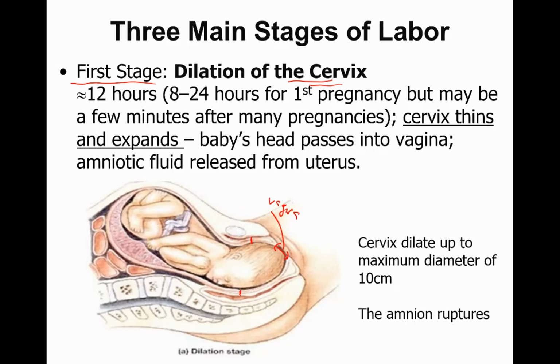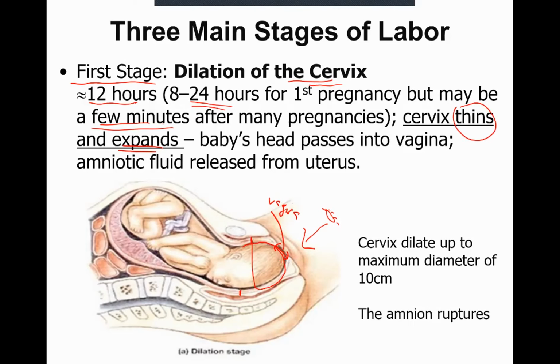Okay, so the dilation of cervix takes around 12 hours and can be up to 24 hours to dilate in the first pregnancy, or it can be just a few minutes after many pregnancies for the cervix to dilate. What happened to the cervix? The cervix becomes thin and expands. Then the baby's head will pass from the cervix into vagina. You can see that part of the baby's head is already here, right? Dah masuk dekat sini. So kalau kita tengok dari sini, view from here, ni mata, right? Okay, so we can actually feel and see the baby's head already.